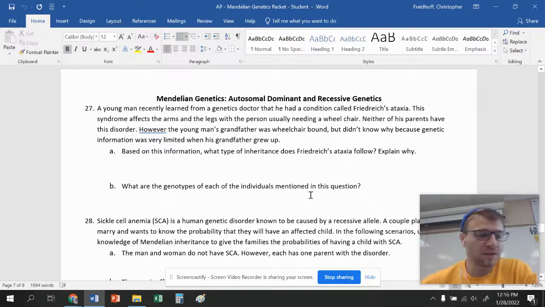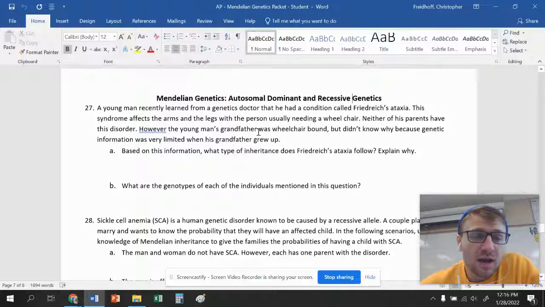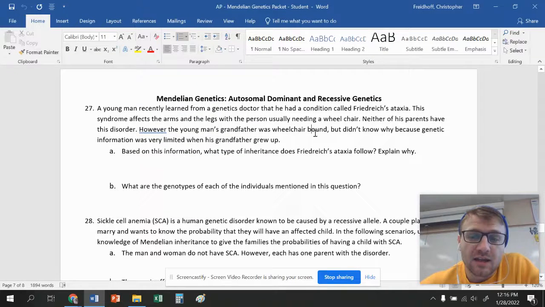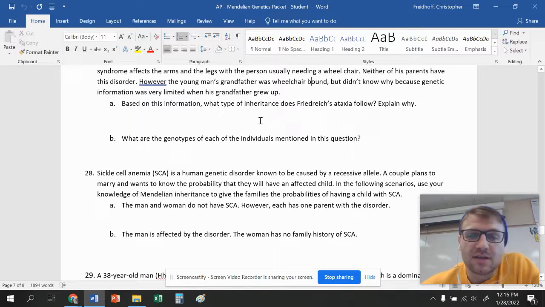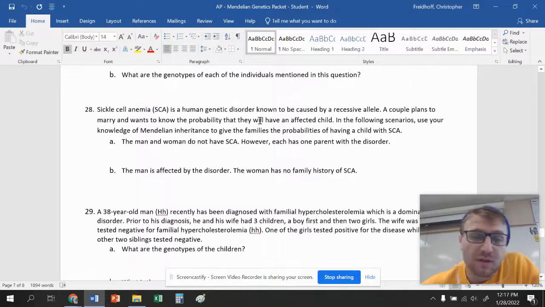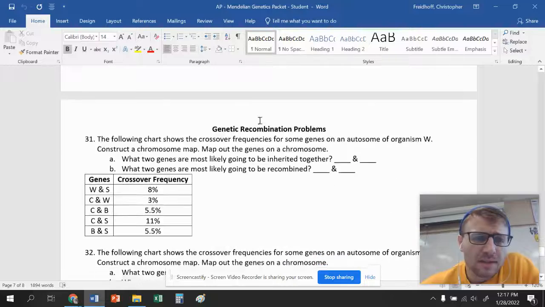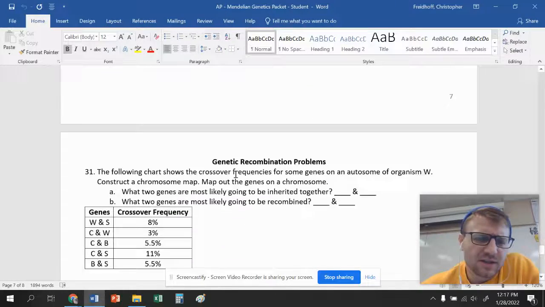All right, we're almost done here. So autosomal dominant versus recessive genetics. This just asks you to identify whether it's an autosomal dominant or recessive type of inheritance, and then possibilities and genotypes of parents and offspring. You can work through this pretty easily.